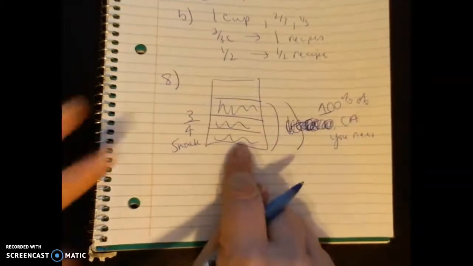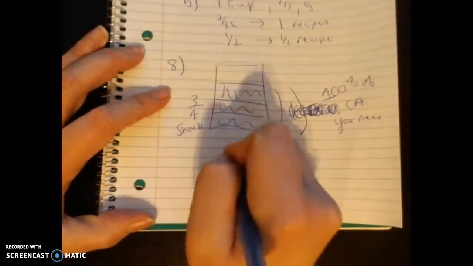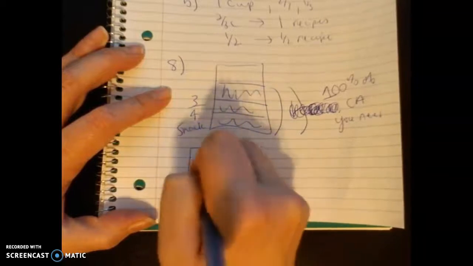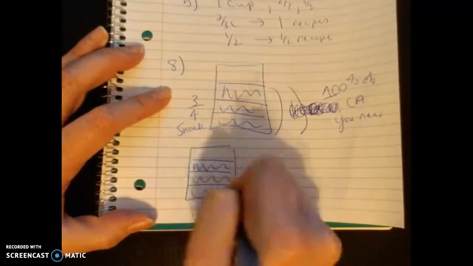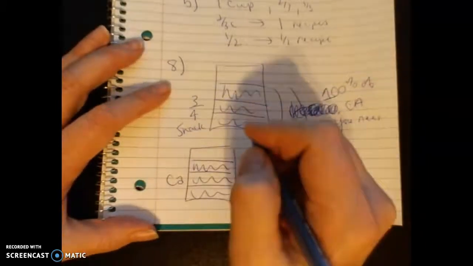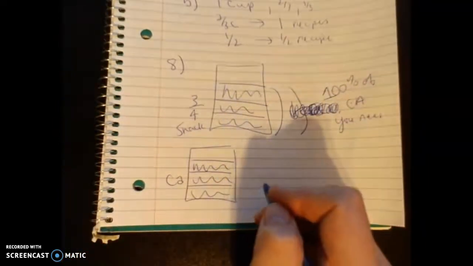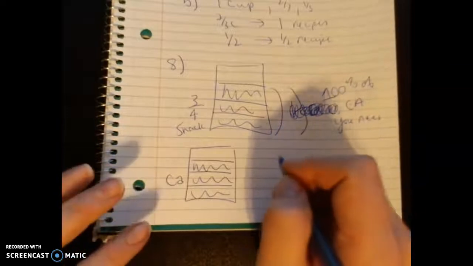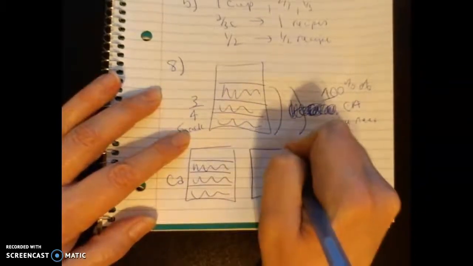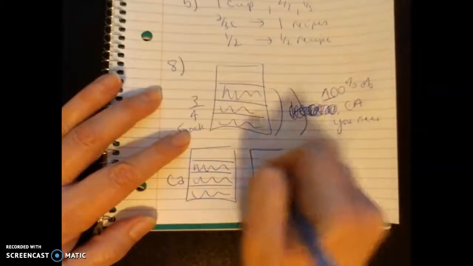Okay. All right. So again, this gives you 100% of your calcium that you need in a day. So here we'll say CA. Okay, this looks like California. All right, and then it says, okay, well, what if you ate a whole cup of it? So what happens if I decide to eat a whole cup?